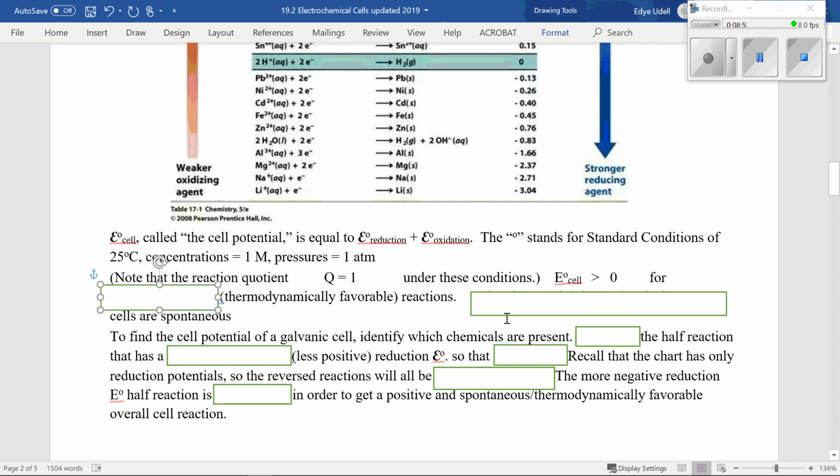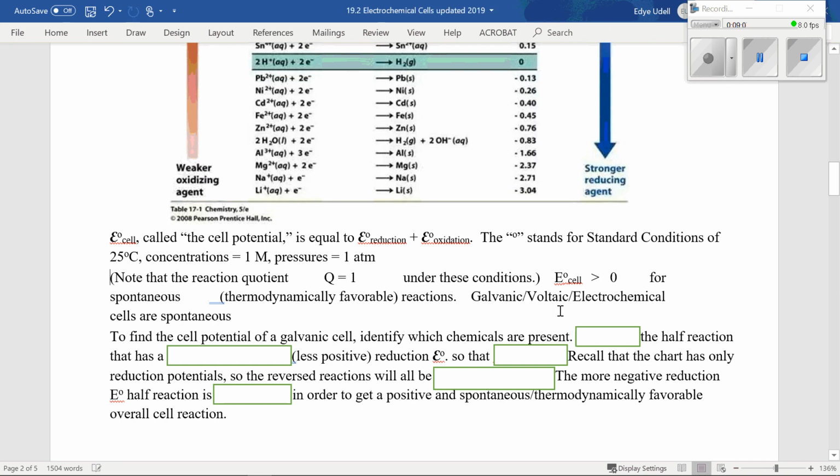Now, E-cell is greater than 0 for all spontaneous or thermodynamically favorable reactions. Delta G is negative, and the cell potential is positive. All galvanic, voltaic, electrochemical cells are spontaneous or thermodynamically favorable. Those mean the same things.